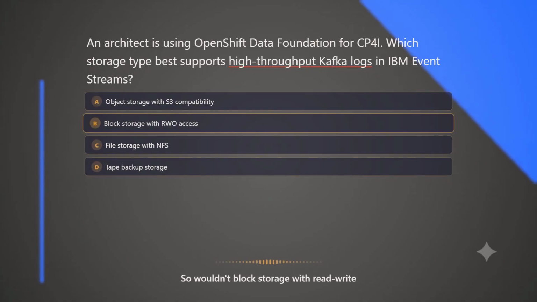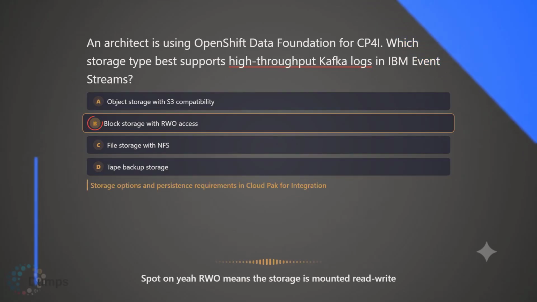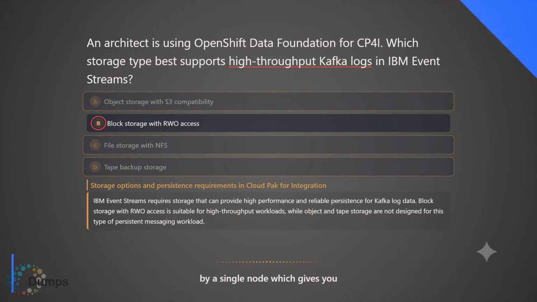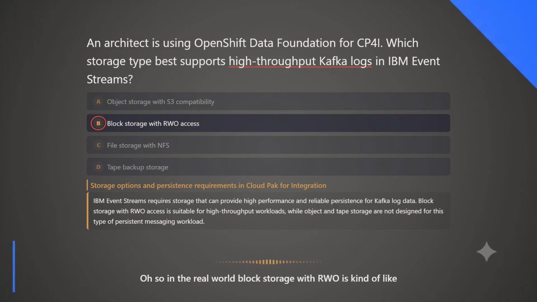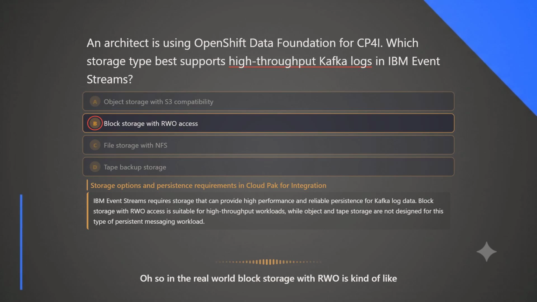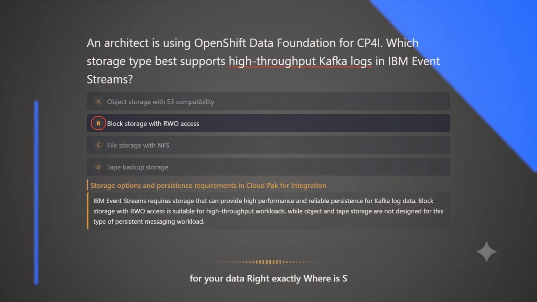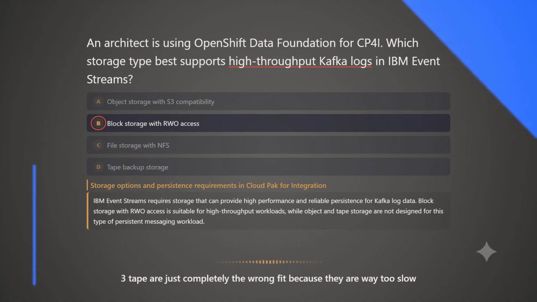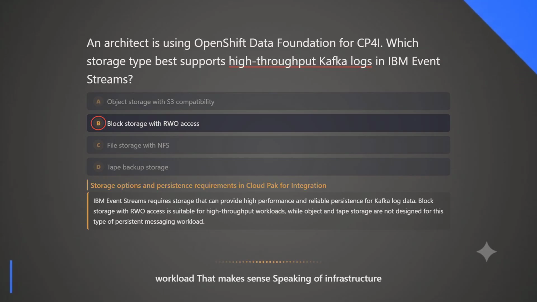So wouldn't block storage with read-write once, or RWO, access be way better? Spot on. RWO means the storage is mounted read-write by a single node, which gives you an exclusive, dedicated connection. Oh, so in the real world, block storage with RWO is kind of like a dedicated high-speed factory lane just for your data? Right, exactly. Whereas S3, or using tape backups, are just completely the wrong fit because they are way too slow for a persistent messaging workload. That makes sense.